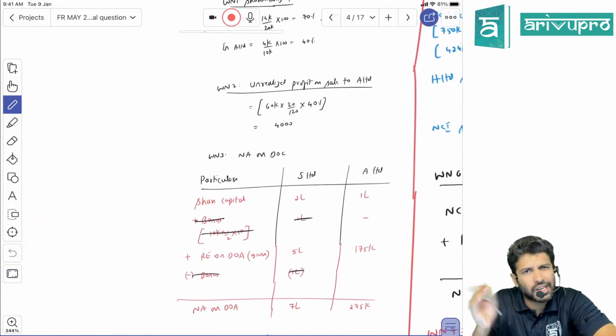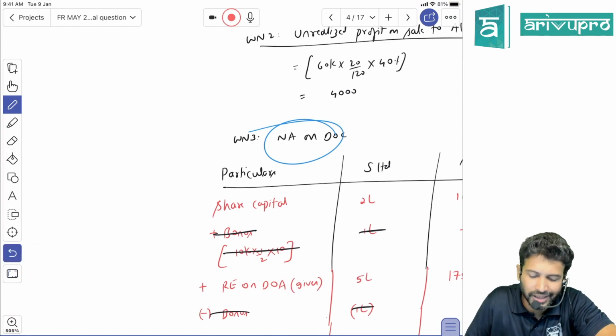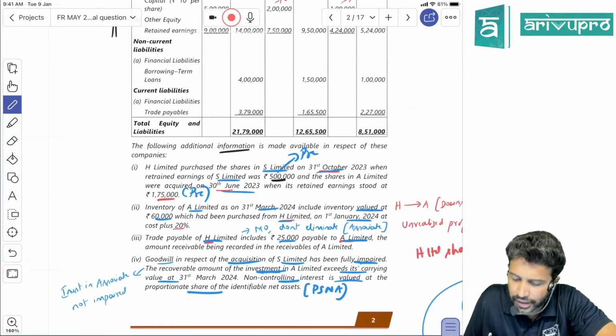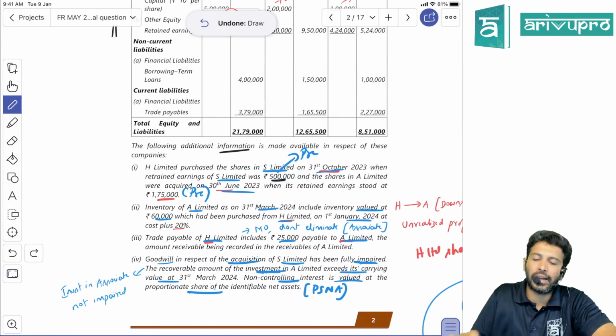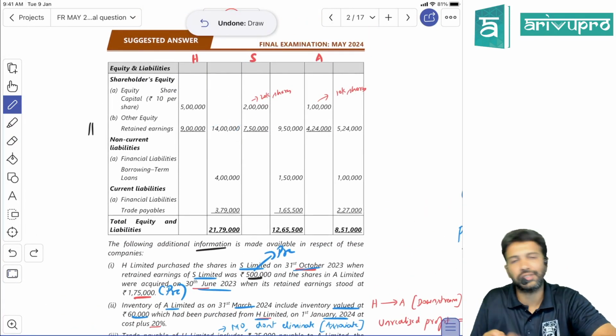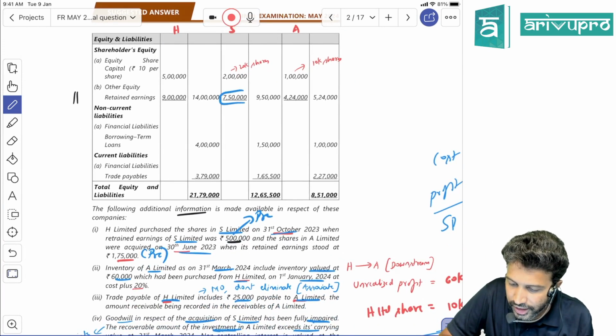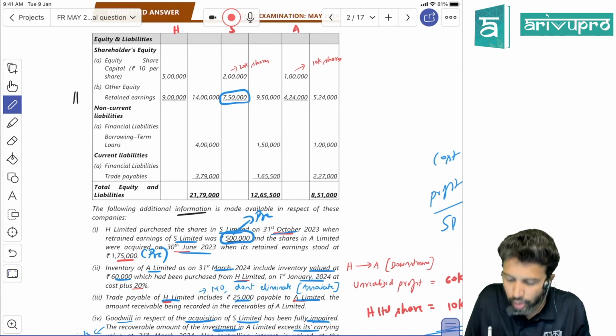So let's start. Since there is no fair value adjustment, straight away the working note is net assets on the date of control. Very, very straightforward. They've told us that the day we acquired the shares, the retained earnings of the subsidiary company was 5 lakh. If you check the balance sheet, only retained earnings is there, no other equity. The closing balance of retained earnings of the subsidiary company is 7.5, but on the day you acquired control, it was 5 lakh.